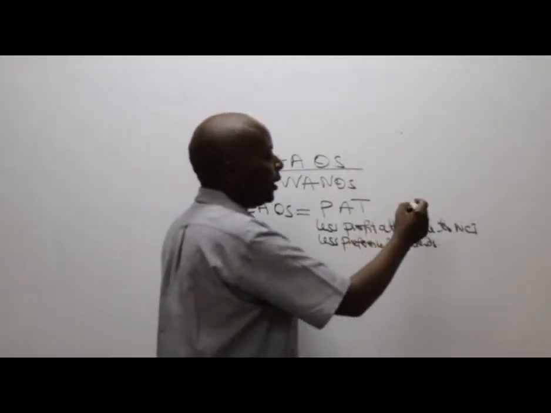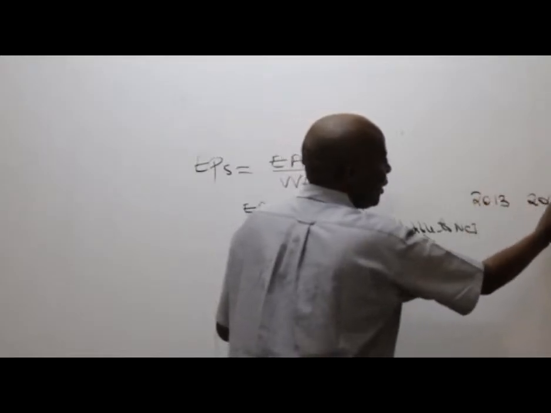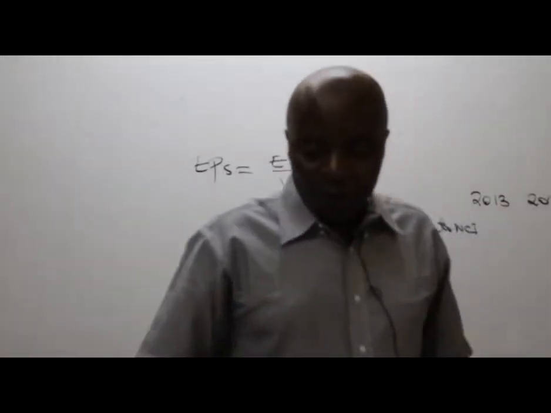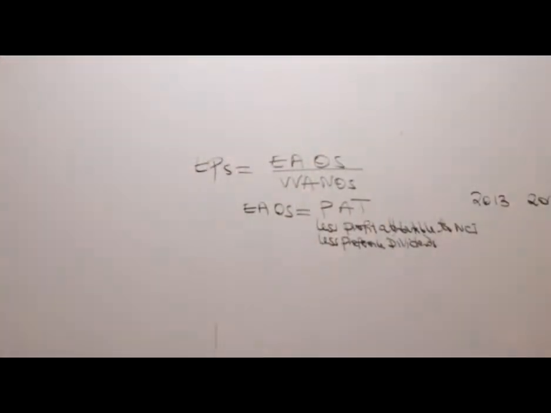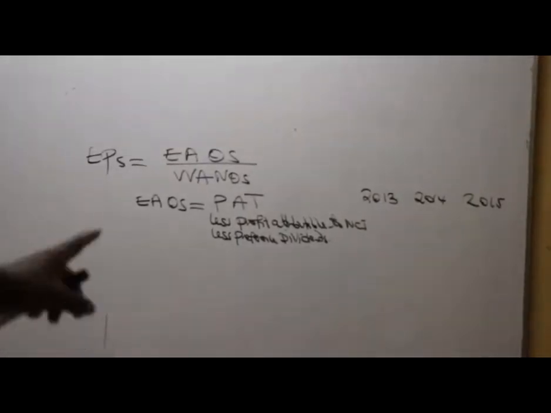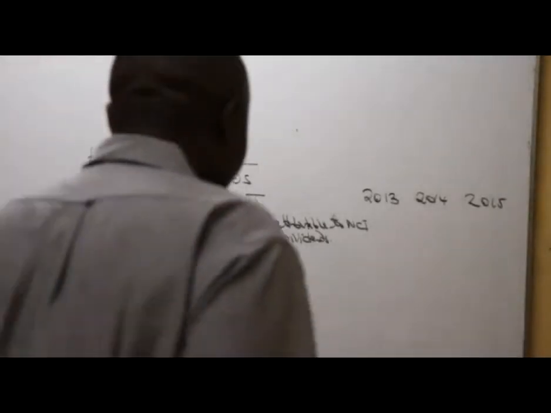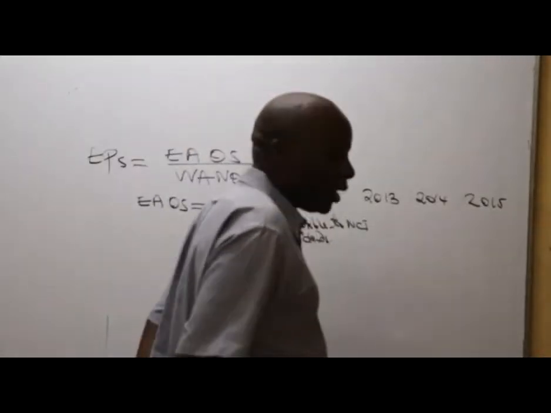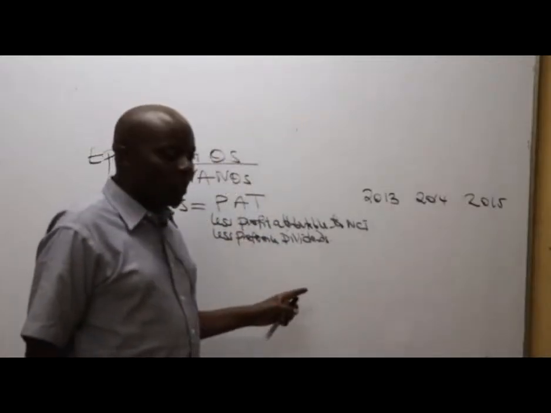So we have our 3 years: 2013, 2014, and then 2015. Anytime they want you to calculate the earnings attributable to ordinary shareholders, we shall always be thinking like this. You take the reported profit after tax, you subtract any profit which is attributable to non-controlling interest, and then we also subtract any preference dividends.